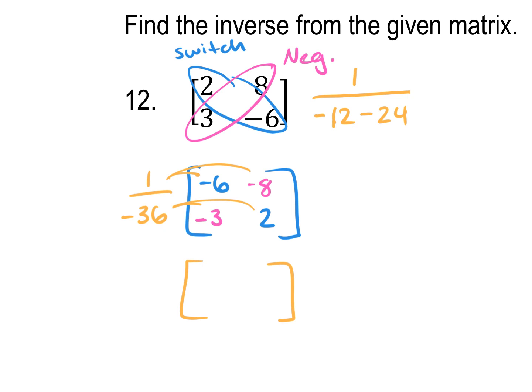1 over -36 times -6 would give us -6 over -36. What does that simplify to? 1/6. 1 over -36 times -8 would be -8 over -36. What does this simplify to? We're dividing the top and the bottom by 4. How many times does 4 go into 36? 9, so 2 over 9.